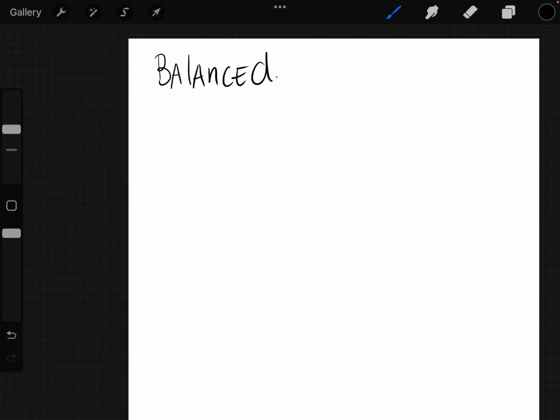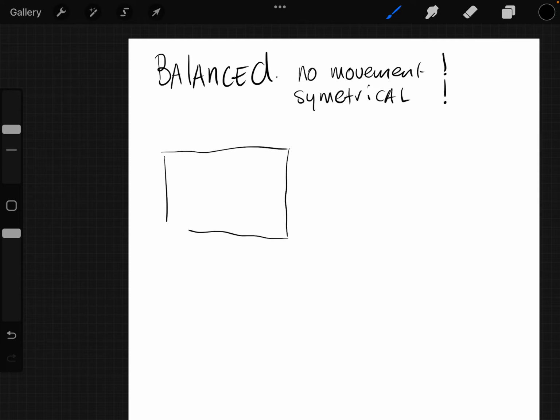So for the balanced compositions, you can draw this. Look, balanced. There's going to be a handout too, where I give you all of this information, just so you know, but I think it's good when you see it one time. So balanced compositions have no movement, and they have to be symmetrical. Those are very important things to keep in mind. Okay, so the balanced compositions are compositions that are the same on both sides.